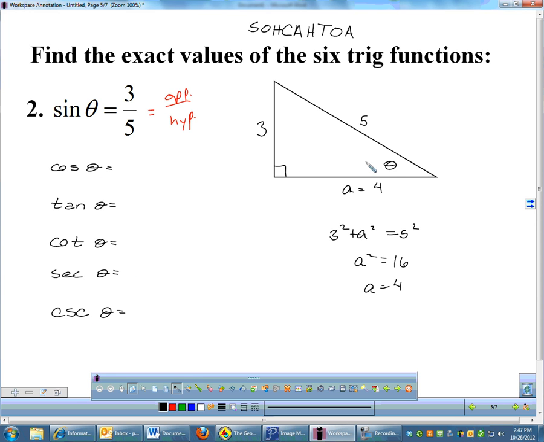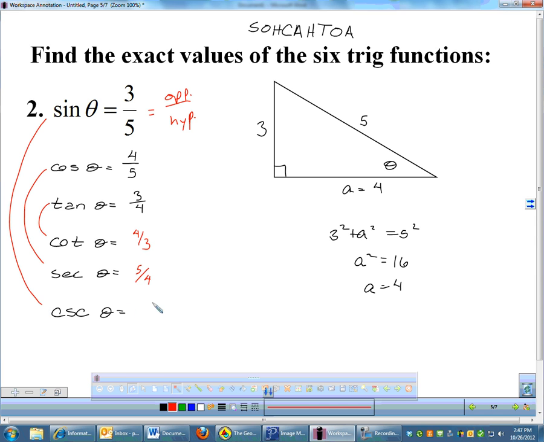Cosine is adjacent, which is 4, over hypotenuse, which is 5. Tangent is opposite, which is 3, over adjacent, which is 4. And then once I get those 3, we just start flipping. Cotangent is the reciprocal of tangent. Cosine and secant are reciprocals. And sine and cosecant are reciprocals. And so there you go. If I give you something like this, you actually need to generate the triangle to answer the rest of the questions. And that's going to be a pretty common strategy for this year.